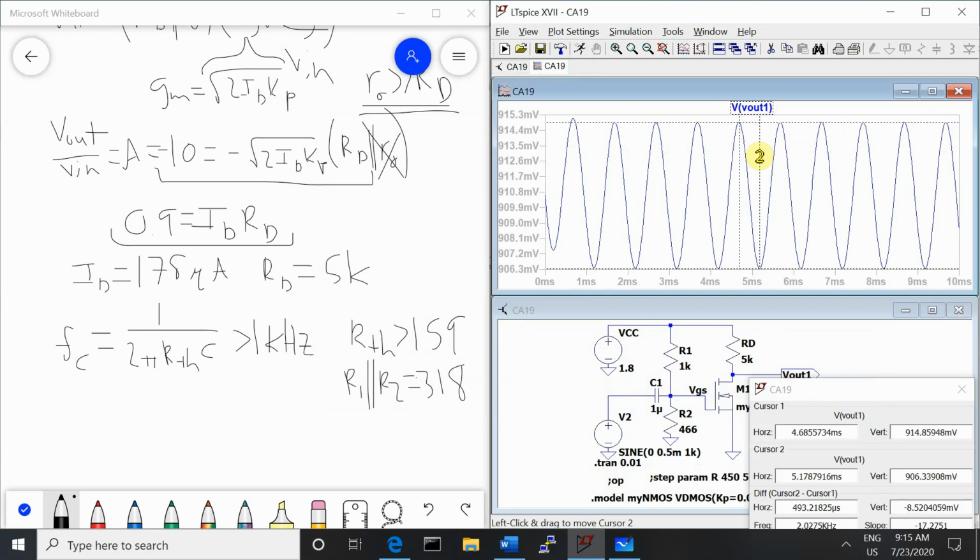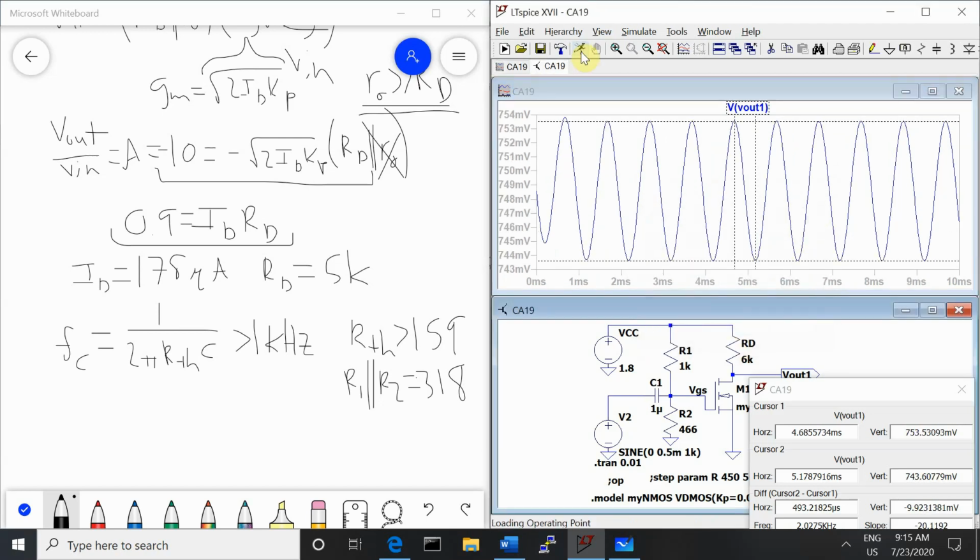And we have a gain of about 8.5. So we wanted a gain of 10. So we're just going to increase RD a little bit, since that has the most direct effect on the gain, from 5K to 6K. And that gives us a gain of about 10.